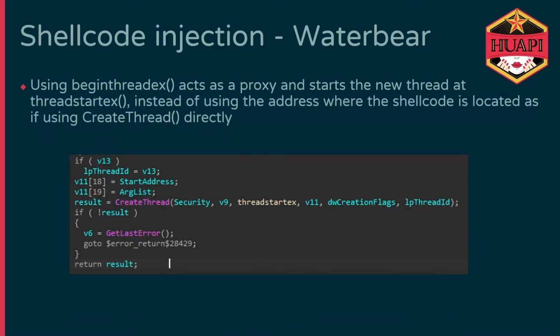After writing the shellcode, the loader starts a thread using the _beginthreadex function. _beginthreadex acts as a proxy here and starts the new thread at the _threadstartex, another function provided by the C library, instead of the address where the shellcode is located, as if using CreateThread directly. This makes the shellcode less detectable, as some antivirus software checks whether the entry point of the thread is located in manually allocated memory.